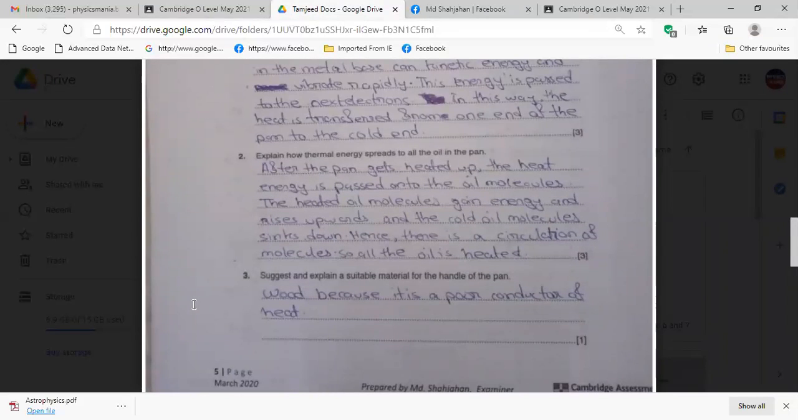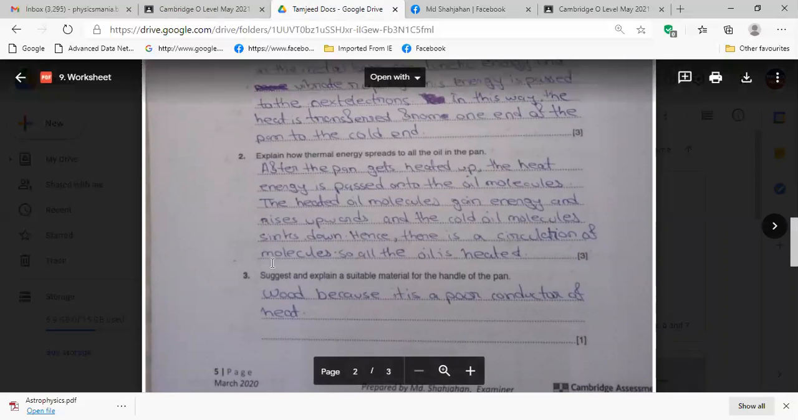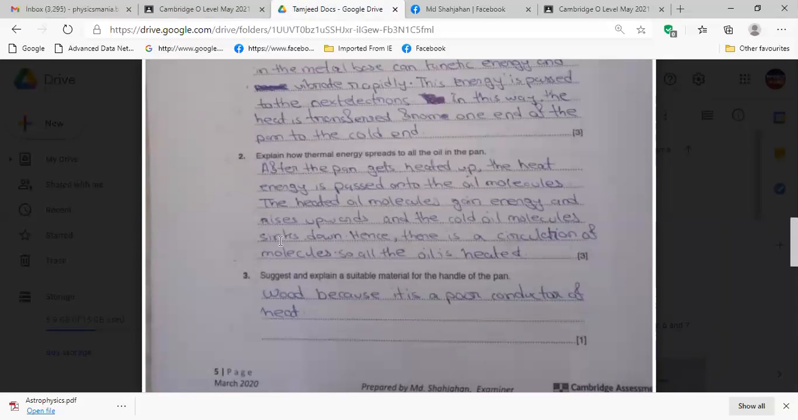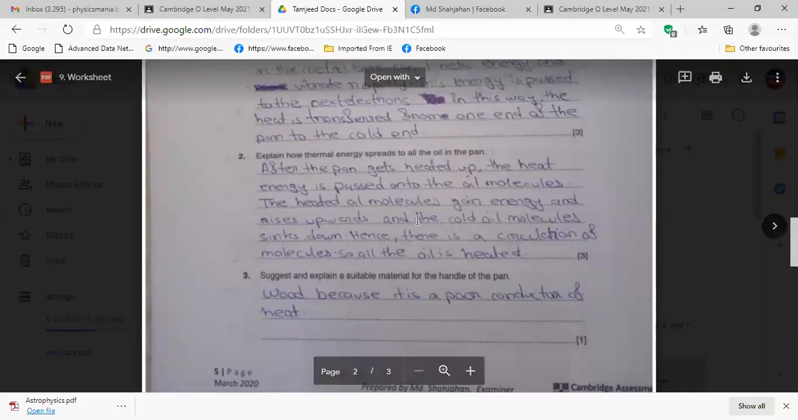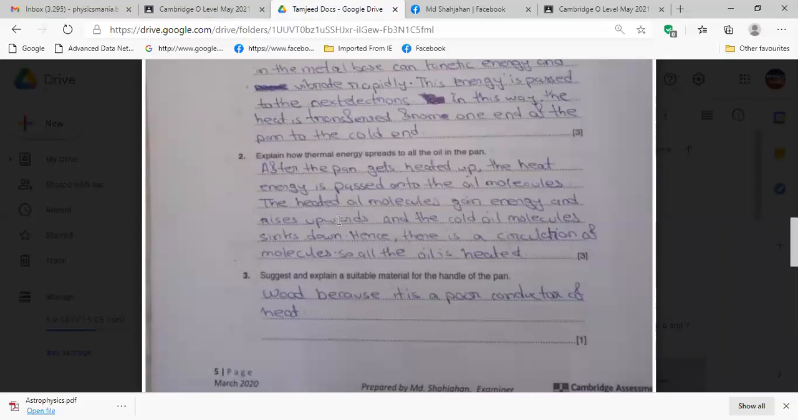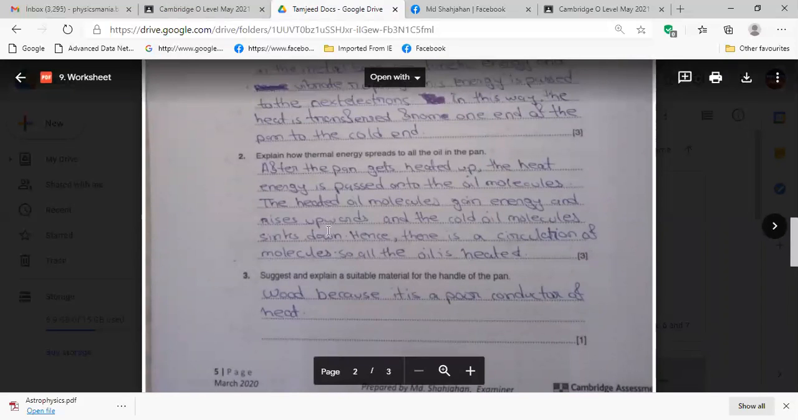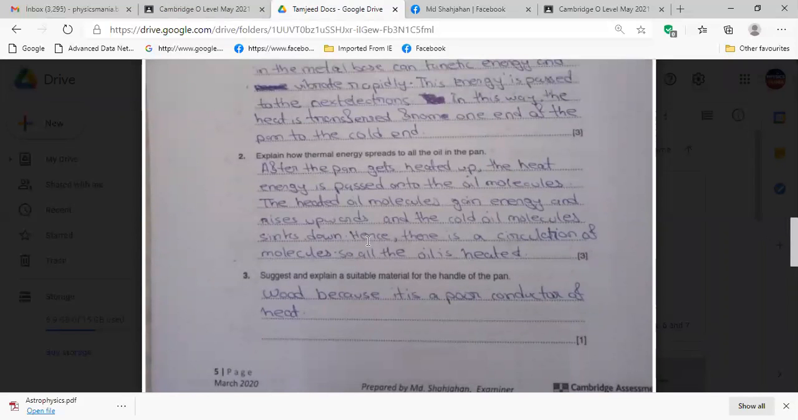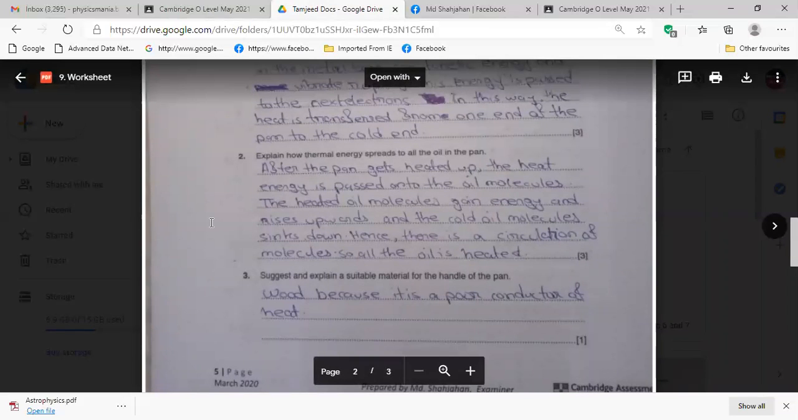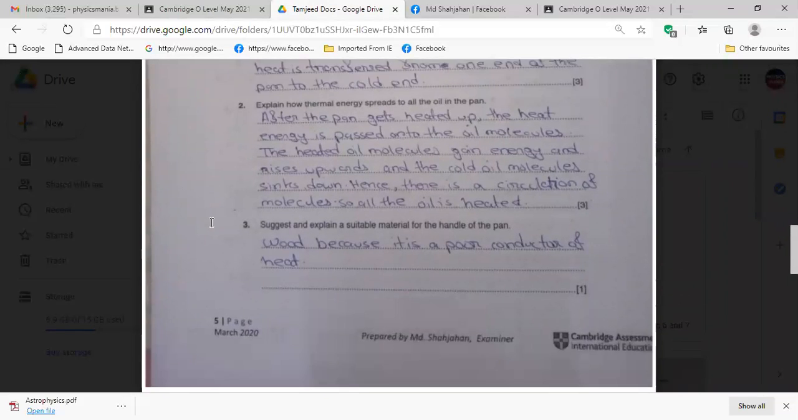Then explain how thermal energy spreads to all the oil in the pan. So it is again convection, right? Here the heated oil molecules gain energy and rise up. So from here convection is the heated oil rises up and the cold oil molecules sink down. Yes. Hence there is a circulation of molecules, so all the oil is heated. Yes, correct. All the ideas came.